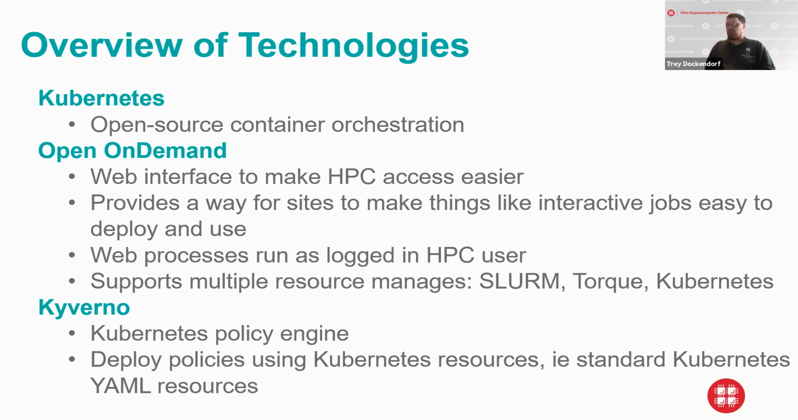One unique thing with OnDemand compared to other web services is that the web processes for each user that's logged in are running as that user. So you don't have a bunch of Apache or Nginx processes; they're running as each HPC user. OnDemand itself supports multiple resource managers, like Slurm, Torque, and recently we've added Kubernetes.